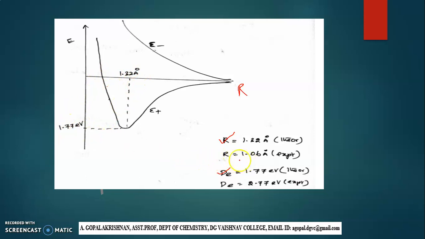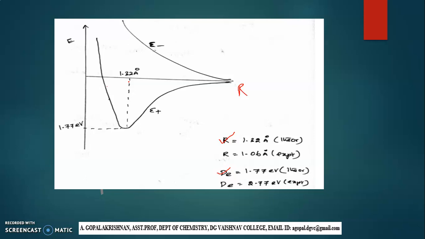But what about the experimental results? The experimental result of bond length is 1.06. It is not 1.32. And if you compare the equilibrium dissociation energy, the experimental value is 2.77. It's very high. So it means we have to change the trial wave function and do the calculation to reach these experimental values.